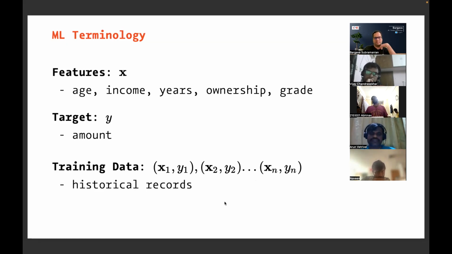So it's all historical, meaning that it happened in the past. We have this data, and that's what we take.